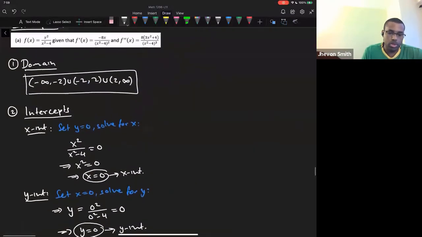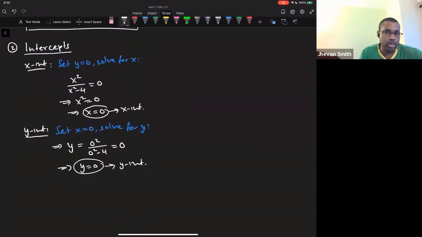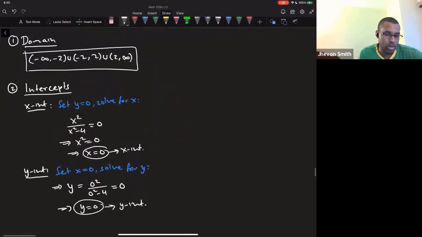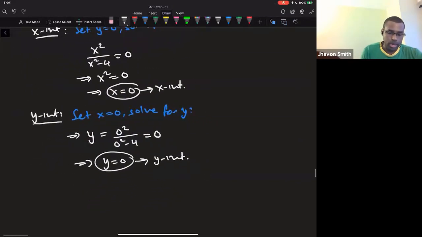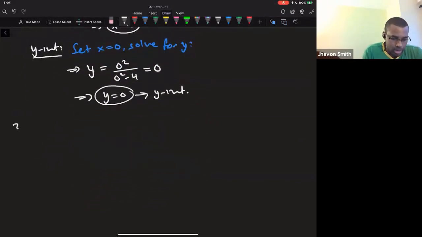Cool. So far, I don't think anything should be out of the ordinary. Right? So the domain and the intercepts should be okay. Step 3, now this is slightly different, so you might have questions here, and that's okay. Just let me know. Asymptotes.